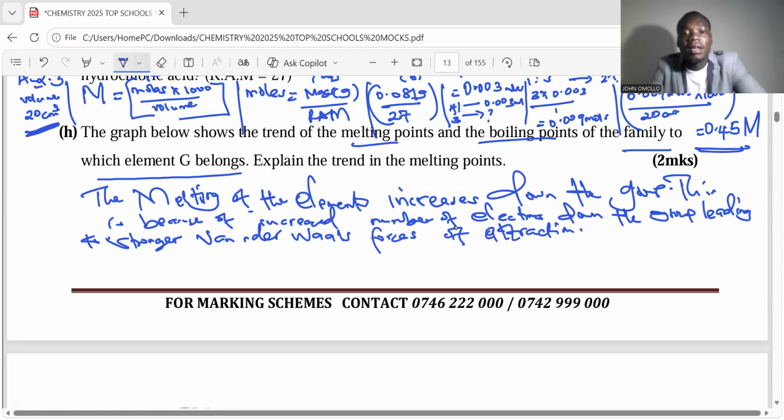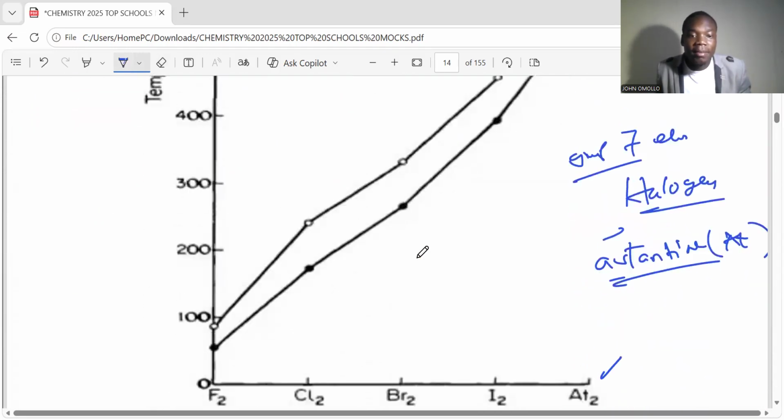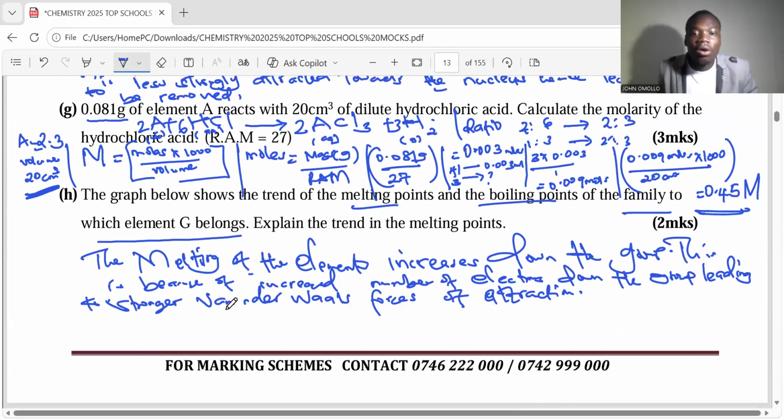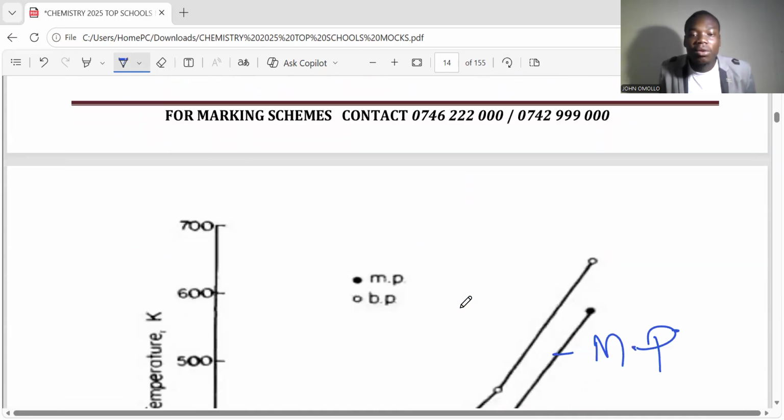So the melting point of the element increases down the group. We can easily see from the diagram that the melting point is increasing as we go down the group from fluorine to astatine. So there is increased number of electrons. As the number of electrons increases down the group, there are stronger van der Waals forces of attraction, and that is why the melting point also increases. So that is the end of this question.